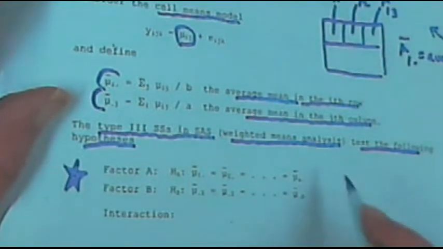And this is the big deal. So for factor A, it's saying the average in row 1 equals the average in row 2, etc., equals the average in row a. Then for factor B, the hypothesis about B is that these column averages are all equal.